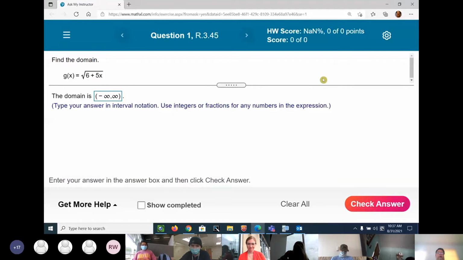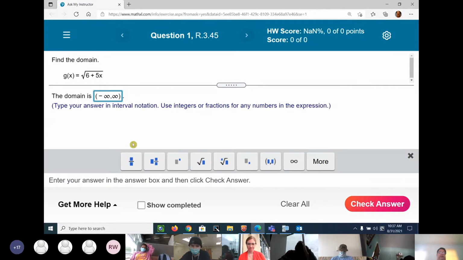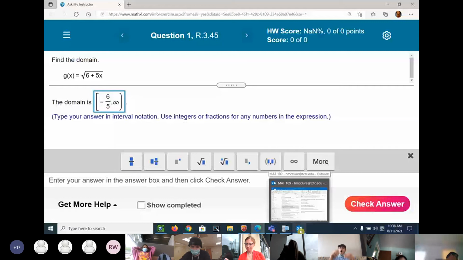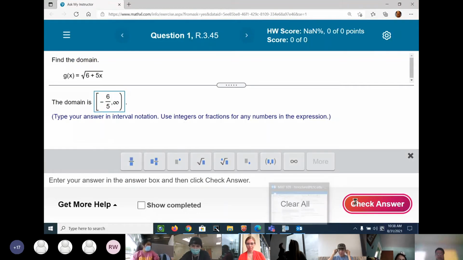Oh, let's see if we were right. Negative 6/5 to infinity and beyond. And change that to a bracket. That should be it, unless, let me check my answer. Negative 6/5 to infinity. And you feel good about yourself after you wait a while. Okay.